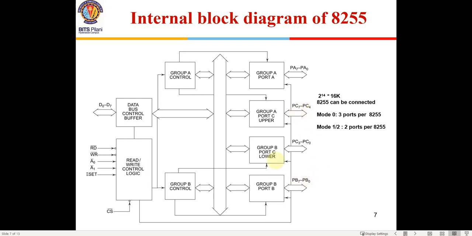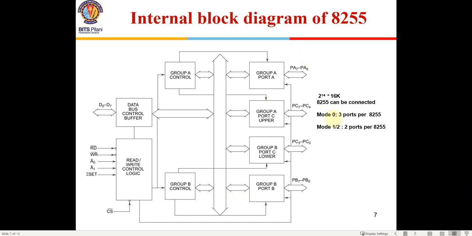Similarly, if I configure group port B for mode 1 operation, then this lower half of the port C also will be clubbed along with port B. So this port B will become a 12-bit port, and these 4 additional pins will be used for handshaking.